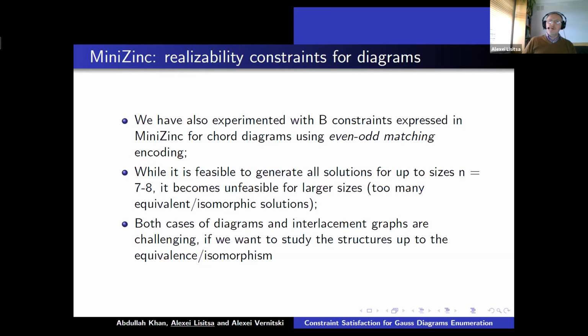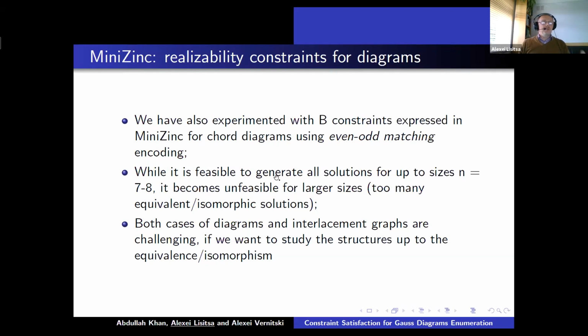But since we were interested in enumerating non-equivalent ones, the approach taken is that you generate all solutions and then filter them by, say, non-isomorphism checking or equivalence checking. And it becomes unfeasible even for rather moderate sizes. Too many equivalent and isomorphic solutions. So that was a challenge.